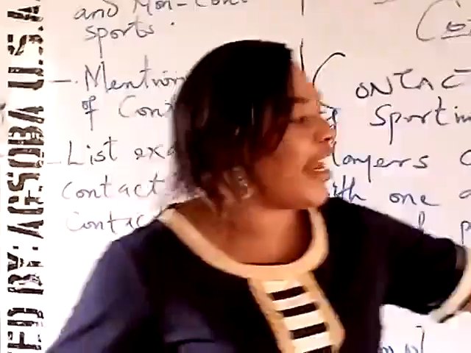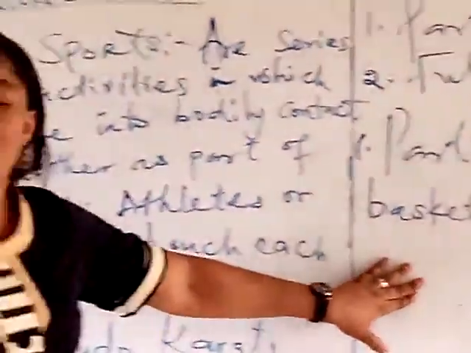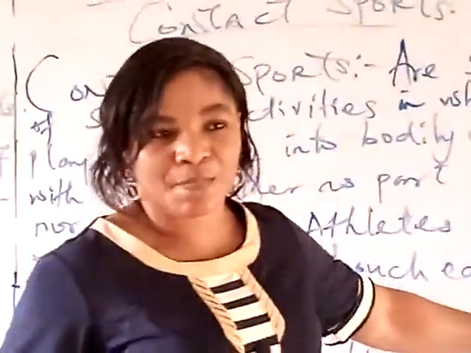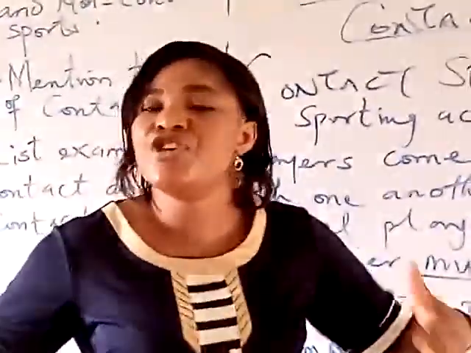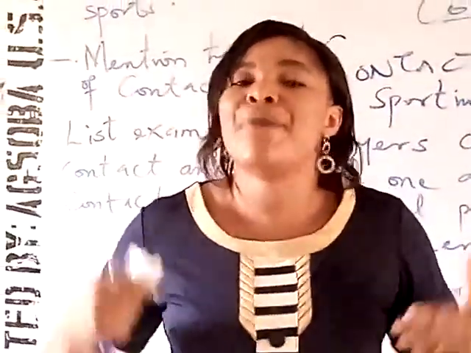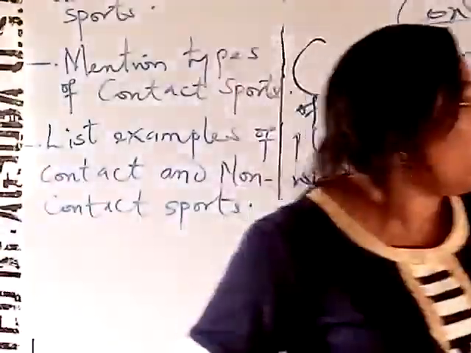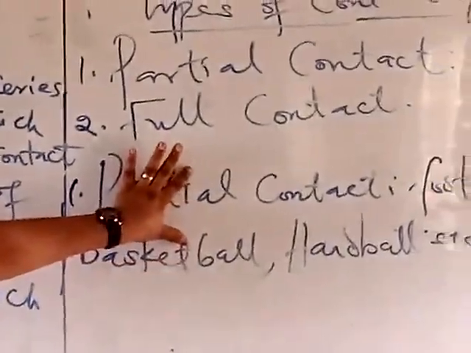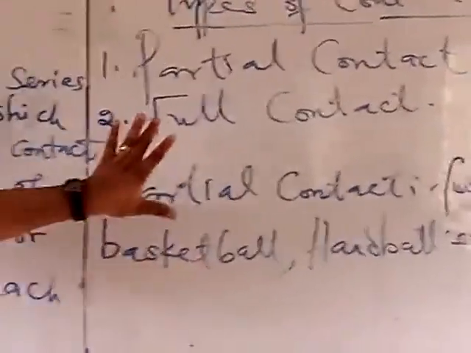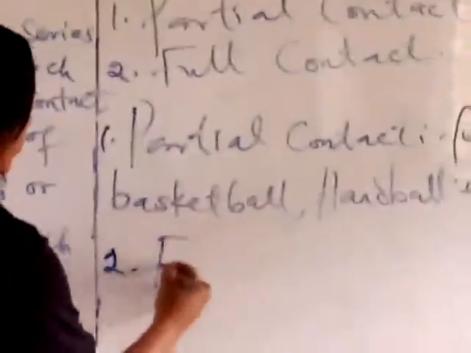The same thing in basketball. In basketball, you are not allowed to have bodily contact with one another. In hockey too, in handball, you are not expected to have bodily contact with one another. That is one of the types of contact sports that we are talking about. The other one is full contact.